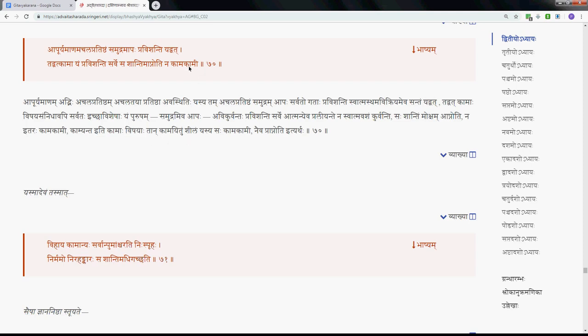And tan kamayitum shilam yasya. Actually, there is a nini pratyaya there. So, it is not ini, it is nini pratyaya. And that nini pratyaya is kamayitum shilam. Kaman kamayitum shilam means what? To desire desire, you cannot say desire desire. You desire vishaya. So one who is habituated, one who has the habit of desiring objects, that person is kama kami. Okay?